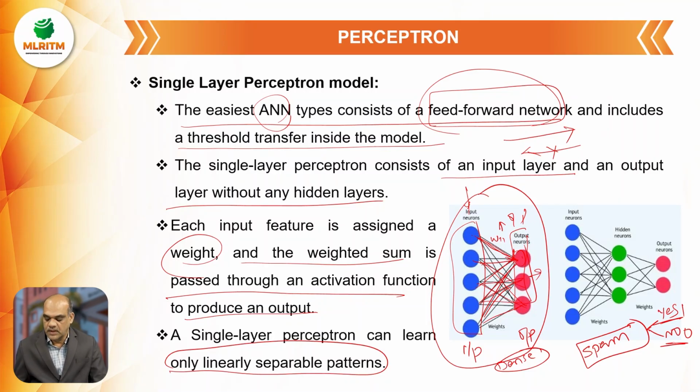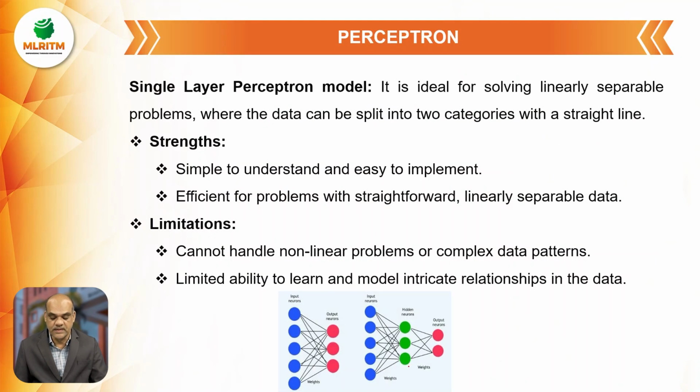In the same manner, if any outputs are like yes or no, do or don't do, in these cases we are going to use a single layer perceptron. We are going to get only one single layer, either 1 or 0 as output. So that's why we'll call this a single layer perceptron.